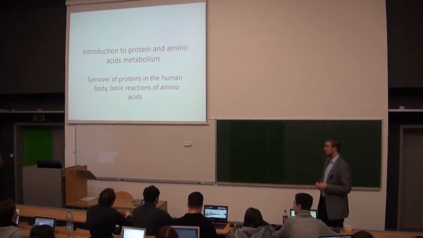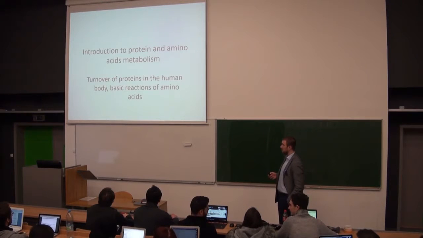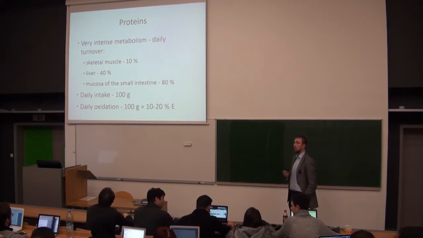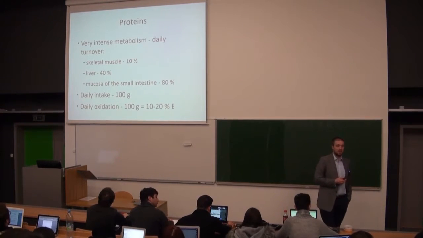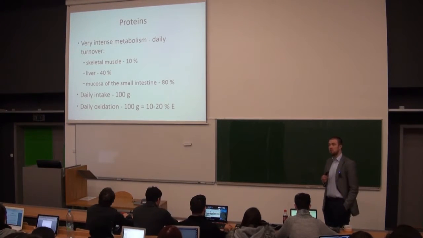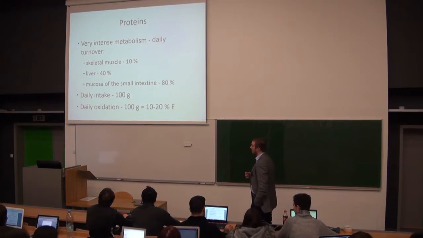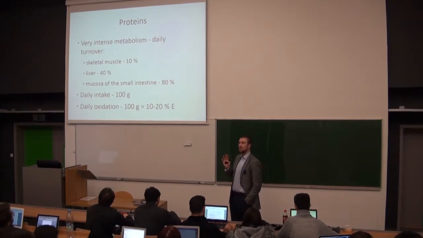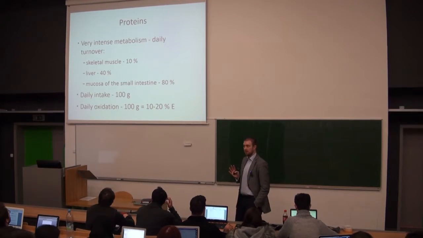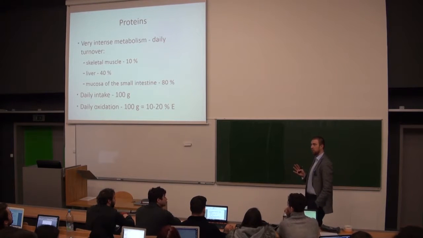So, if we start with the first part, I should give you some information about the general turnover of amino acids and proteins in our body. Maybe you can think that proteins are stable, but it's not fully true. There are many proteins that have very, very short half-life. Typically, those are the proteins with some signaling function.